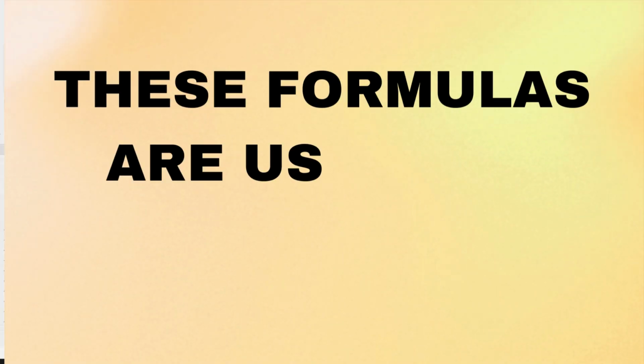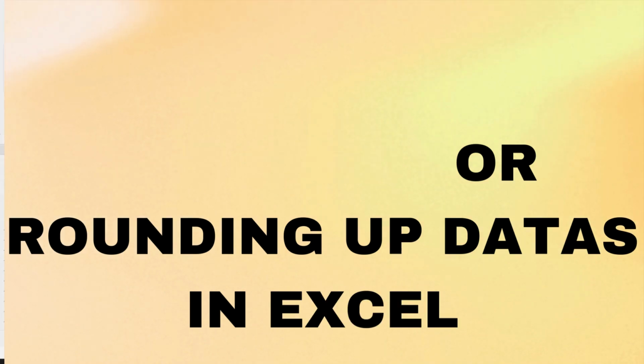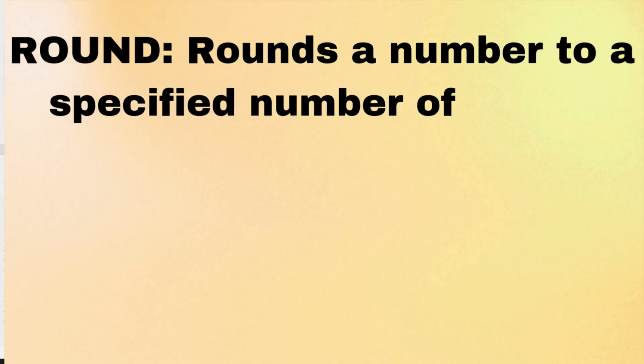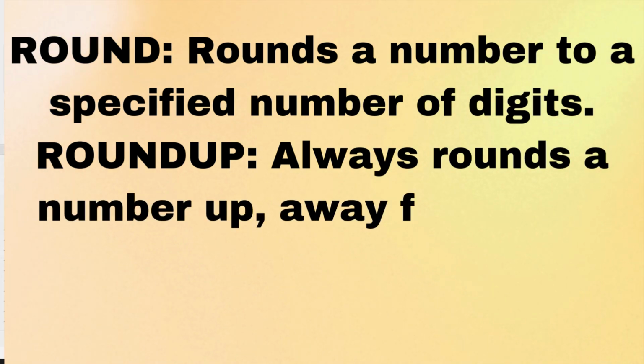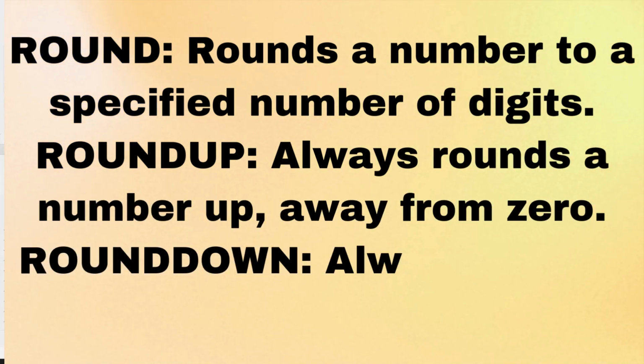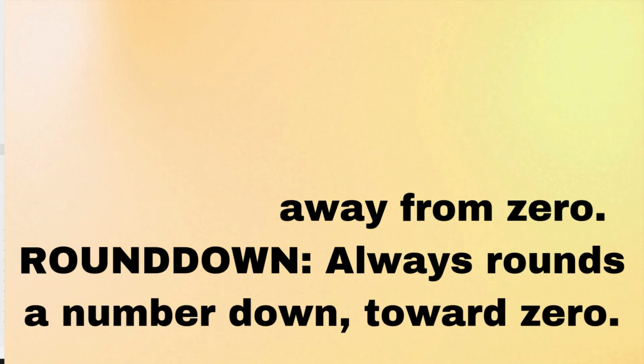Today we'll be talking about the ROUND formula and the MROUND formula. These two formulas are very important and expedient for rounding data in Excel. The ROUND function rounds a number to a specified number of digits. The purpose of this syntax is just for us to round a particular digit of numbers.